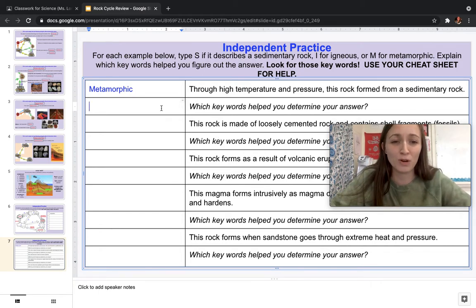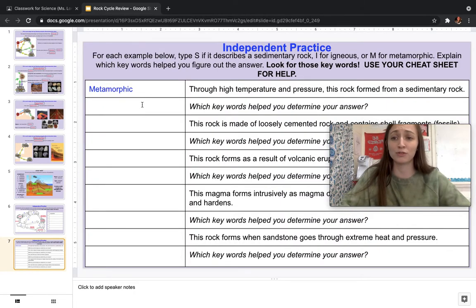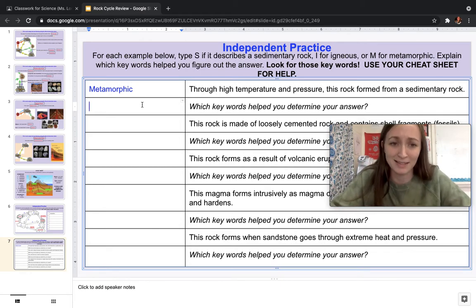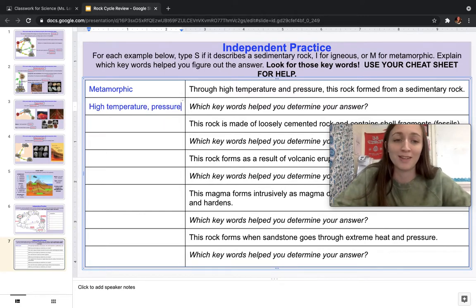And then it says, which keywords help me determine my answer? So to do this, again, use your cheat sheet because I gave you the keywords that are going to help you figure out what rock the example is talking about. But if you're just so smart and you're like, I got this down, just type it from memory. So like I know it says high temperature and pressure. That helped me determine that it was a metamorphic rock. So you're going to do that for each of these examples. There's only 1, 2, 3, 4, 5 examples, and I did one of them for you. So this should be a walk in the park.